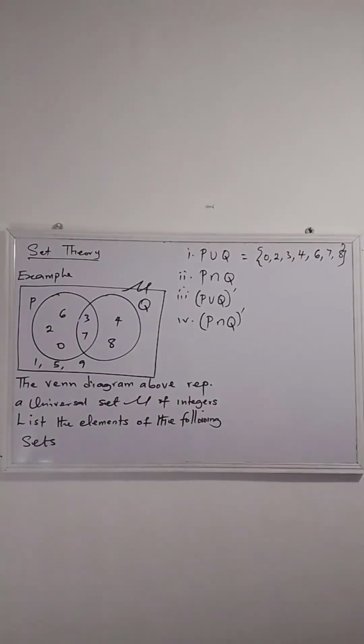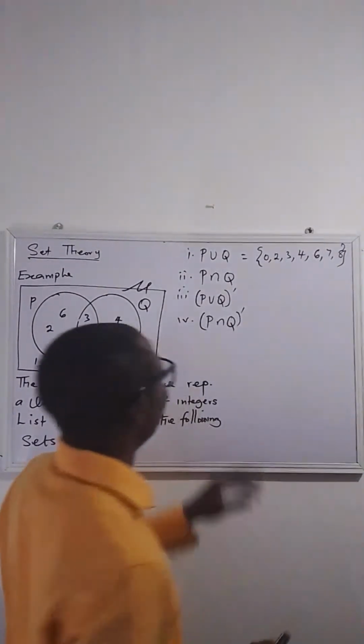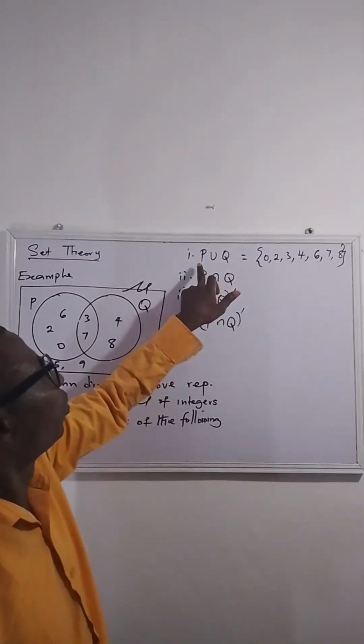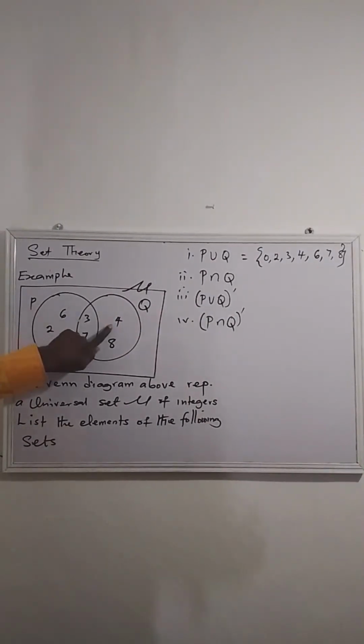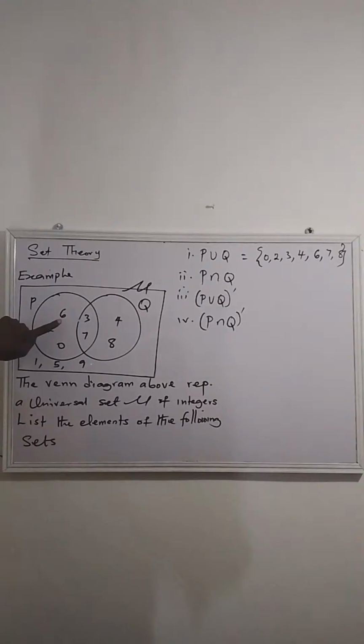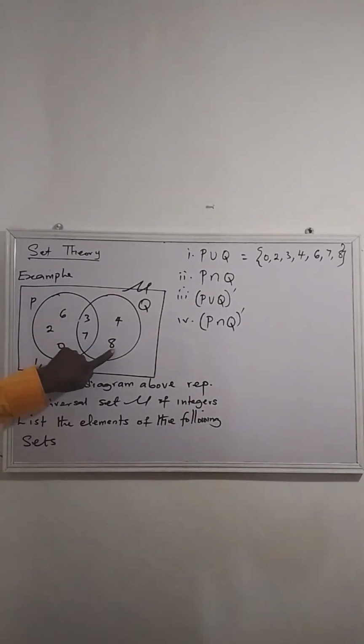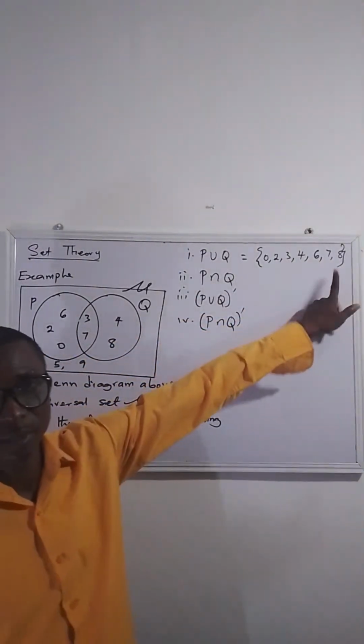Okay, good. Sorry for that break in transmission. Now, look at it. P union Q is the set that we have here: 0, 2, 3, 4, 6, 7, and 8. And we have listed it. That's the answer to that problem.